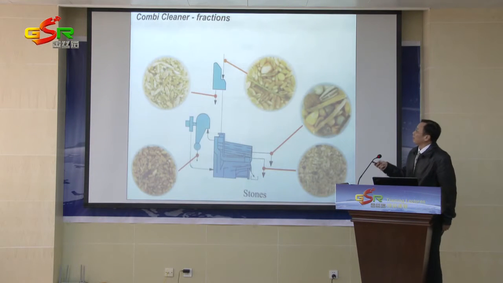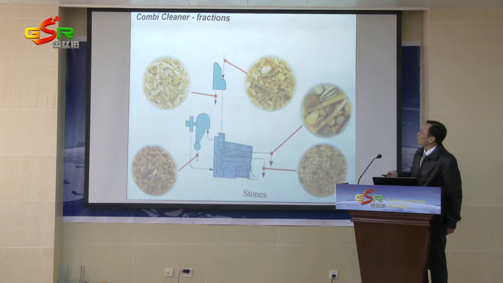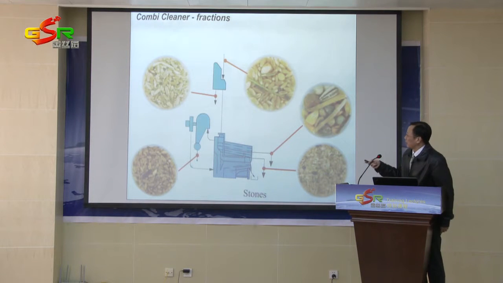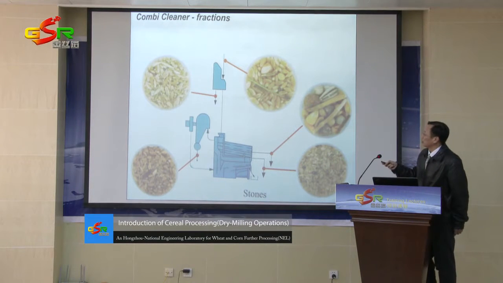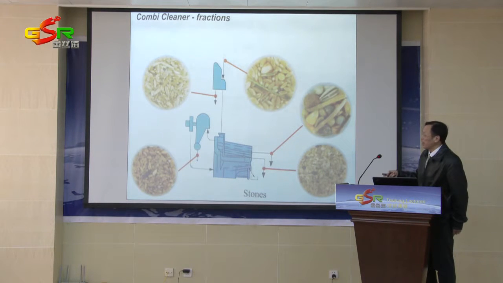For example, this is the combined grain cleaner. The top is the air aspirator, the second is the sieve separator, and the bottom is the destoner, a gravity separator. We can use this combined cleaner to remove the light material, the different-size material, and the different-density material.